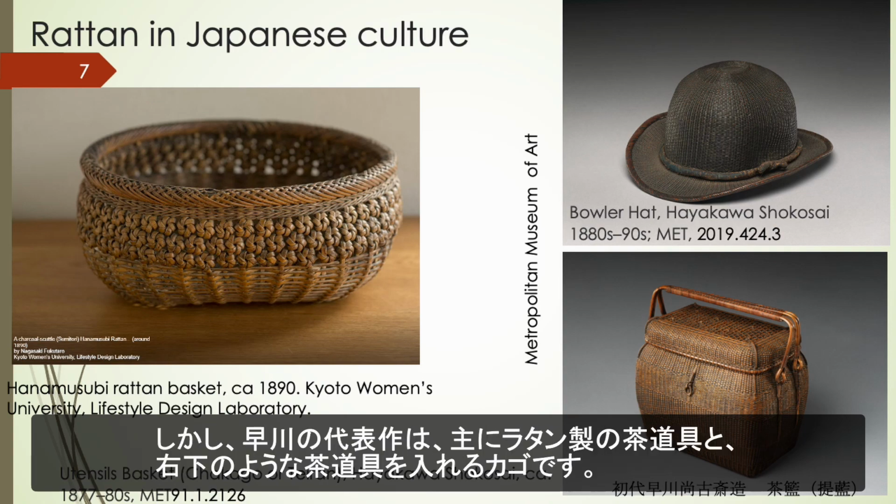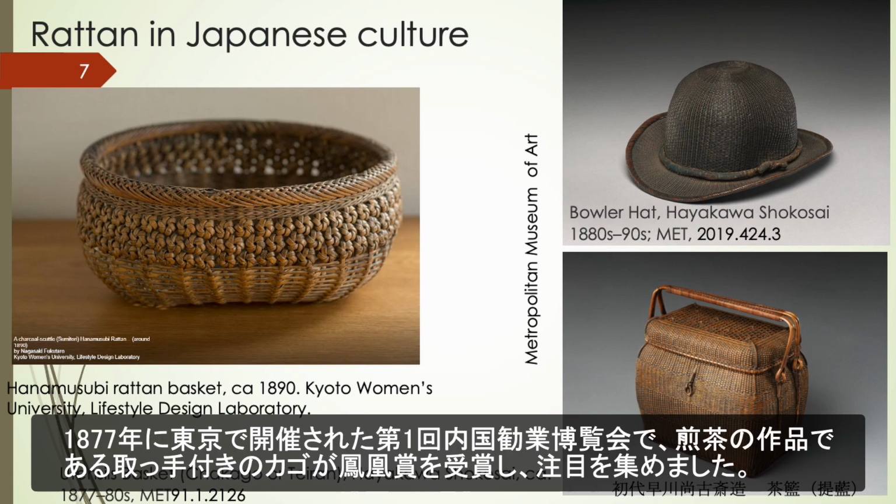Shokosai, however, is mostly known for his tea ceremony utensils, which were primarily made of rattan, and also baskets for those utensils, also made of rattan. And one example you see in the bottom right. The basket brought him to prominence in 1877 when one of his central works, which refers to a basket with lid and handle, received the Phoenix Prize at the first domestic industrial exposition held in Tokyo.